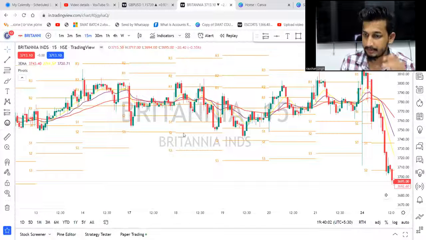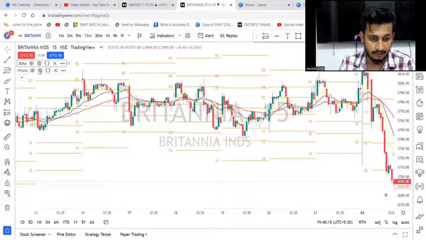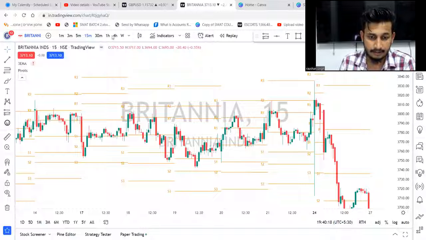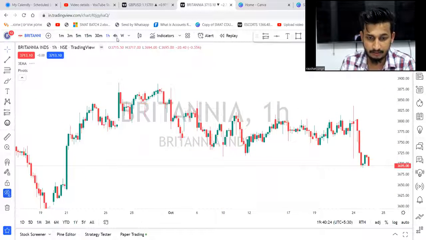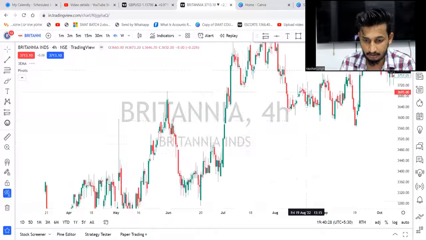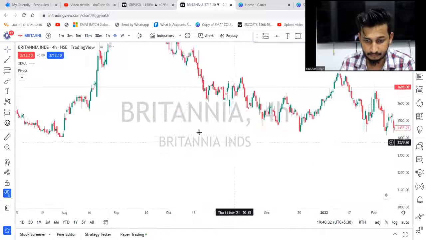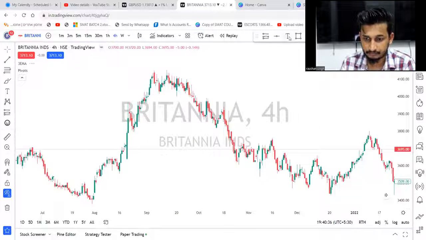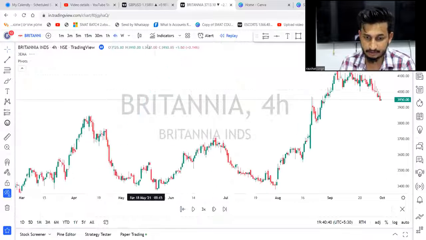This will be the setting of the EMA. You can click over here. Pivot setting is already done, like it is Fibonacci itself. Let's draw our support resistance and everything normally, whichever we do. First, we'll go in. Let's get at this point of time.